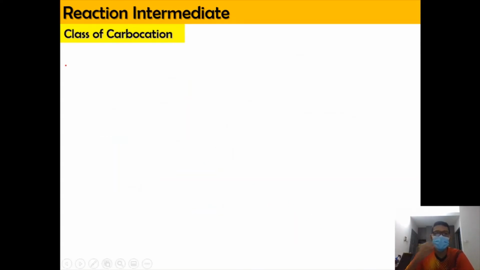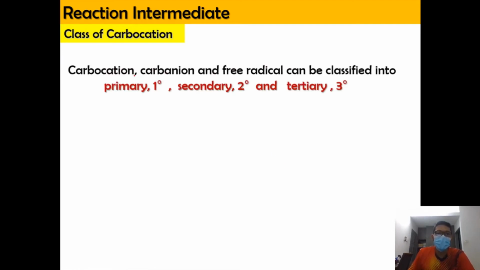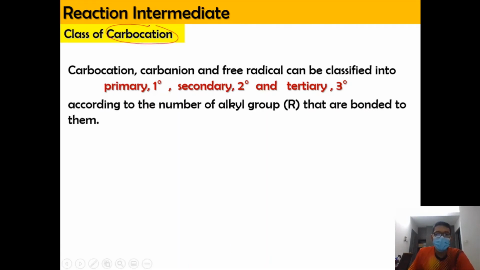Now we're going to look into the classes of the carbocation. The carbocation, carbanion, and free radical can be classified into primary, secondary, and tertiary. So let's look into the carbocation first. In order to know the class, it will depend on the number of alkyl groups that are bonded to it. Alkyl groups here are basically CH3, C2H5, and so on. So basically it refers to a carbon chain.